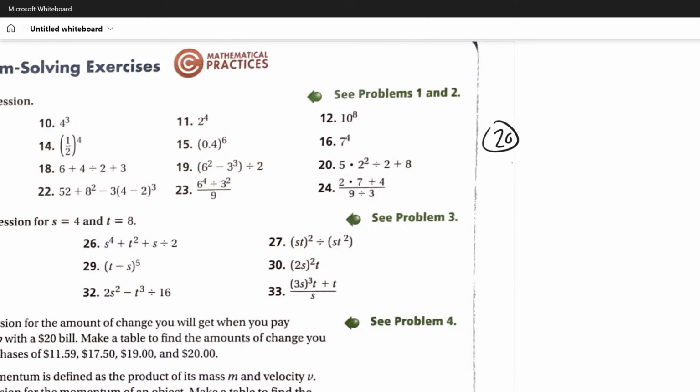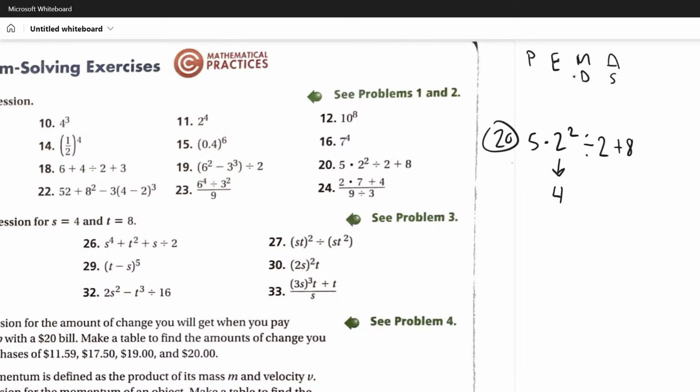All right, so number 20 is 5 times 2 to the second divided by 2 plus 8. Okay, so the order of operations says that you have to do your exponents first. So that's 2 to the second, which is 4. And by the way, it's PEMDAS.